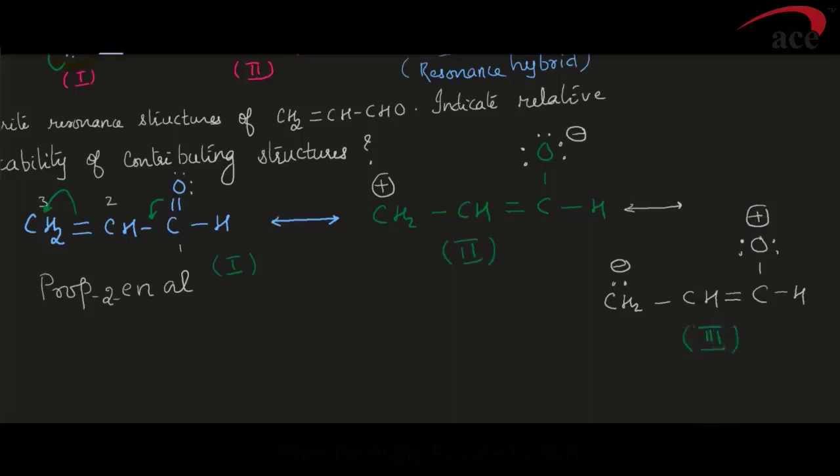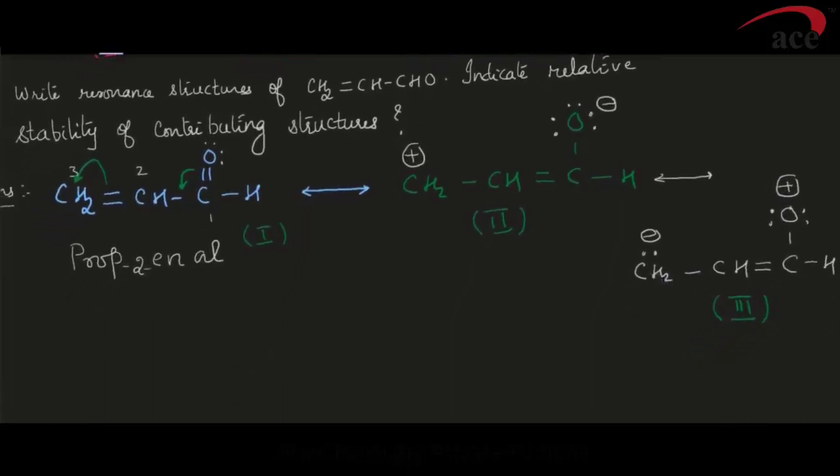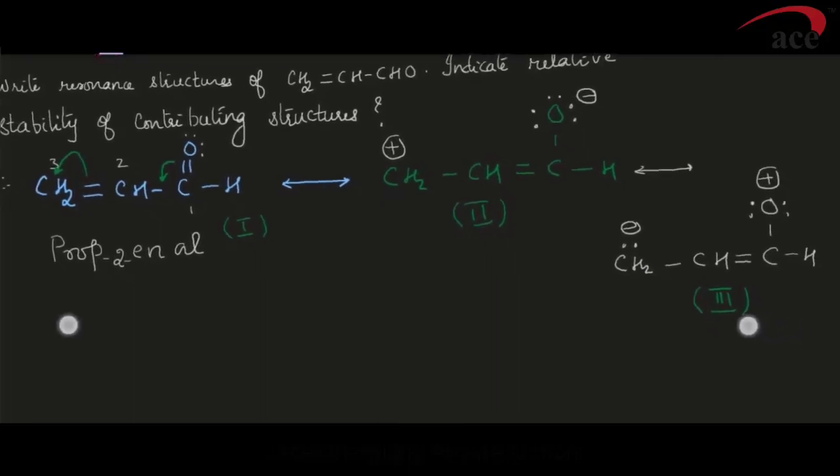So the order of stability among the three structures: take a pause, students, and then find out which of the three structures is most stable. I hope that you all have tried it. The stability order is, no doubt, structure 1 is more stable.